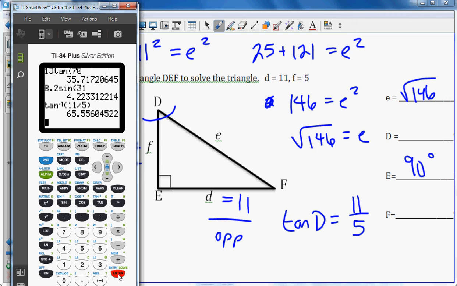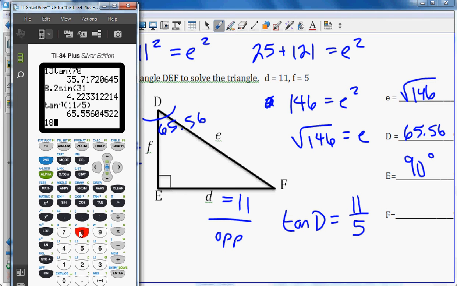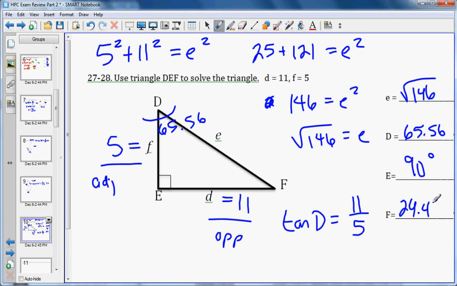Well, now we know two of the three angles because we know this one and the 90-degree one. So the quickest way to figure out the third is just do 180 minus those two. And we get 24.44. So we have used trig and the Pythagorean theorem to figure out all the sides of this triangle.